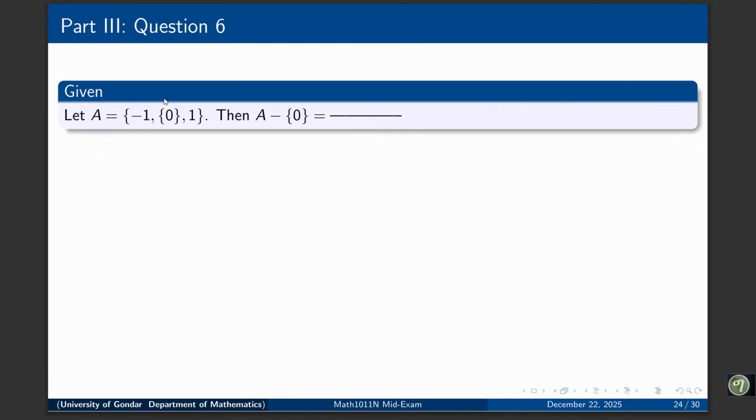The next one, that's question number 6. Let A equal the set containing -1, the set containing 0, and 1. Then A minus the set containing 0 is equal to blank.